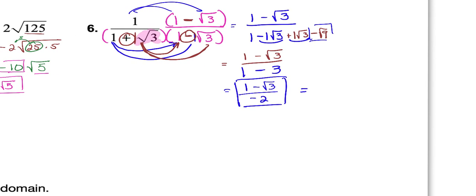You could also write this as negative 1 plus root 3 over positive 2. Either of those are the same. Both correct.